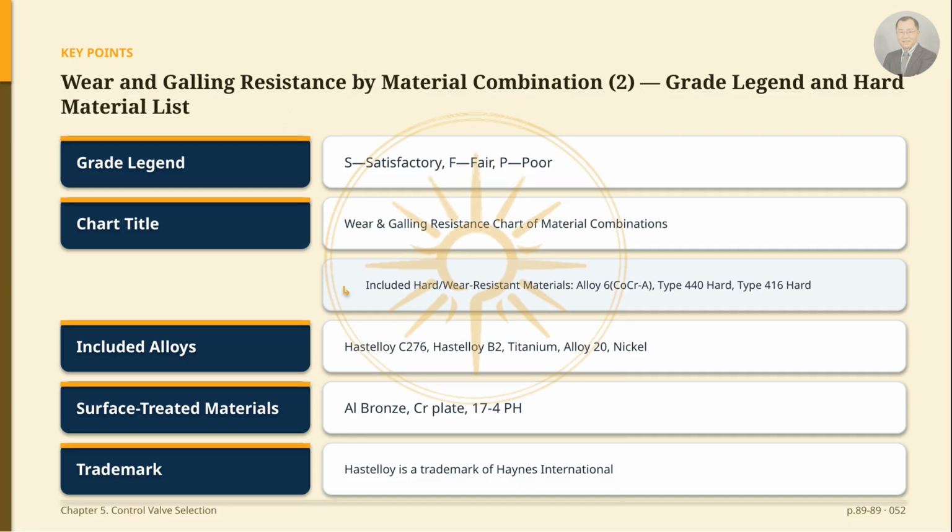Hard and wear-resistant materials appearing in this chart include alloy 6, co-CRA, Type 440 hard, and Type 416 hard. The alloy group includes Hastelloy C276 and B2, titanium, alloy 20, and nickel. Surface-treated materials, including aluminum bronze, chrome plating, and 17-4 PH, are also listed. Among these, Hastelloy is a trademark of Haynes International.